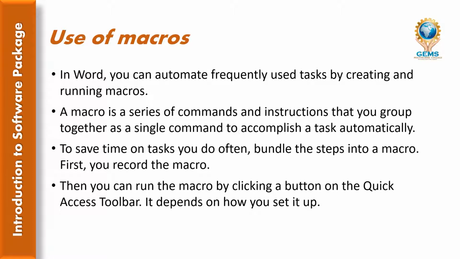Finally, we can see the use of macros. In Word, you can automate frequently used tasks by creating and running macros. A macro is nothing but a series of commands and instructions that you group together as a single command to accomplish a task automatically. To save time on tasks you do often, you bundle the steps into a macro, and first you need to record a macro. Then you can run the macro by clicking the button on the quick access toolbar. It depends on how you set it up.